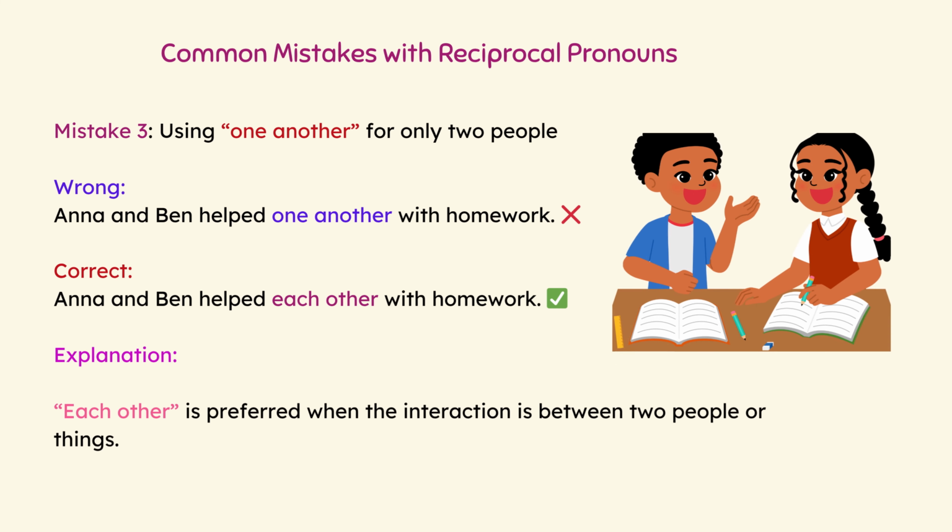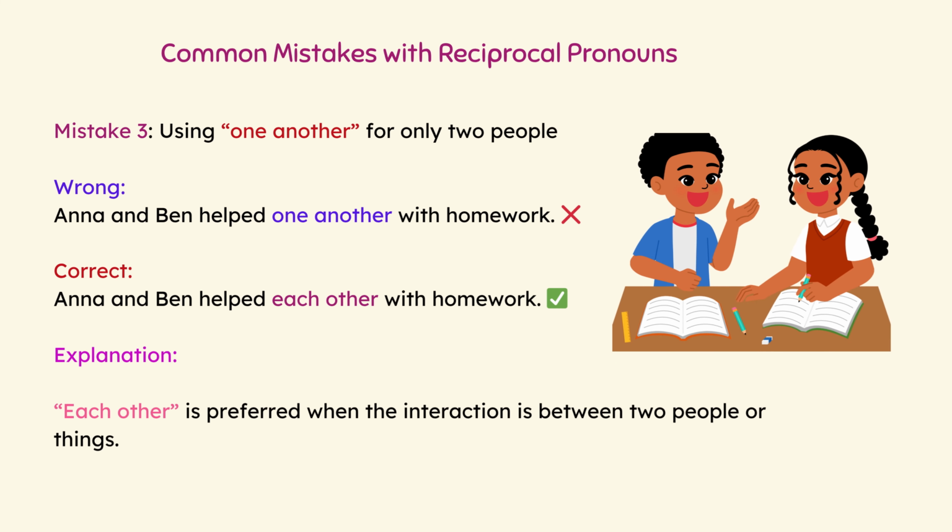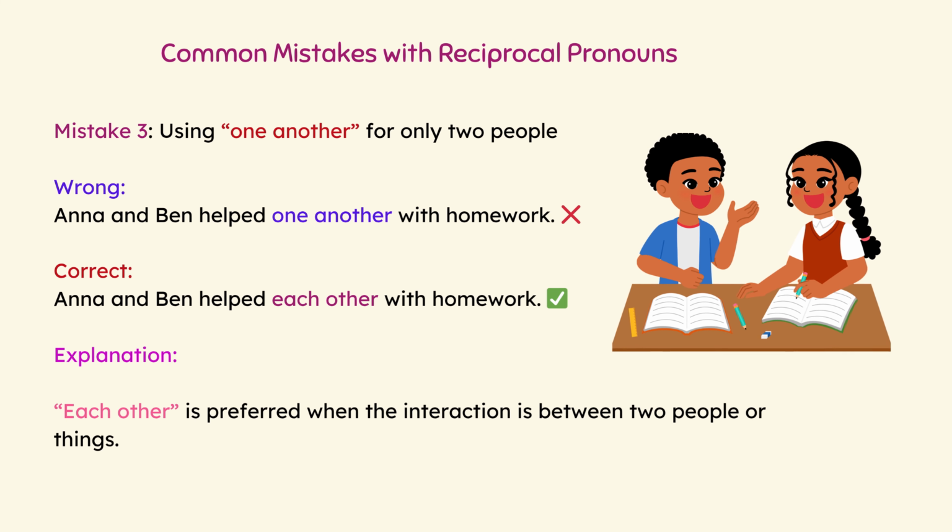Let us look at another common mistake with reciprocal pronouns. Mistake 3: using one another for only two people. Wrong: Anna and Ben helped one another with homework. Correct: Anna and Ben helped each other with homework. When the interaction is between two people or things, we always use each other, not one another. Tip to remember: use each other for two and one another for more than two people or things.